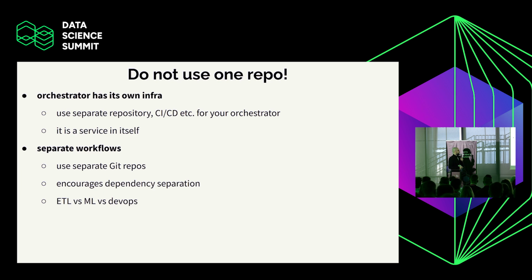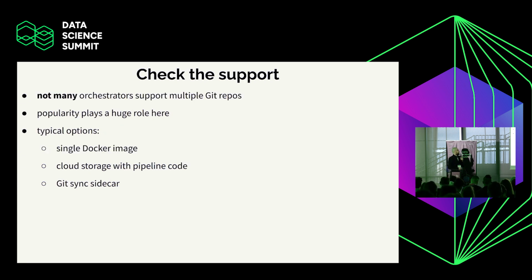So using many different Git repos encourages this dependency separation. You will have different programming languages, different environments, ETL versus ML versus DevOps, very different workflows. They will maybe even use different orchestrators. And you should also check the support for this, because different orchestrators have different workflows in terms of Git management. Not many orchestrators support multiple Git repositories. In fact, Apache Airflow is the only one that has a very standard setup for it, or maybe some Kubernetes-based ones.